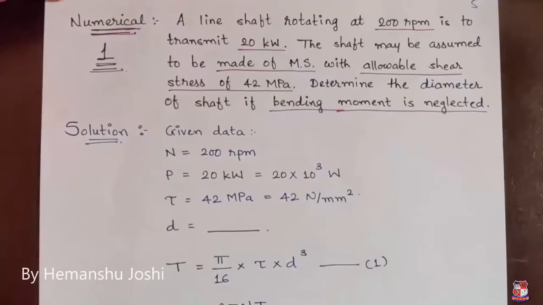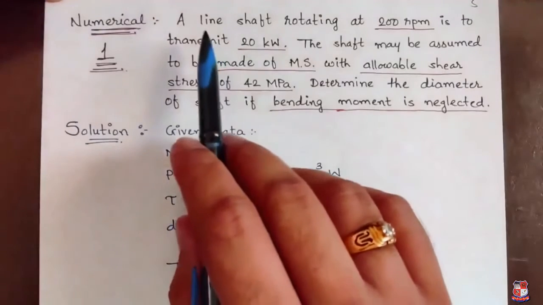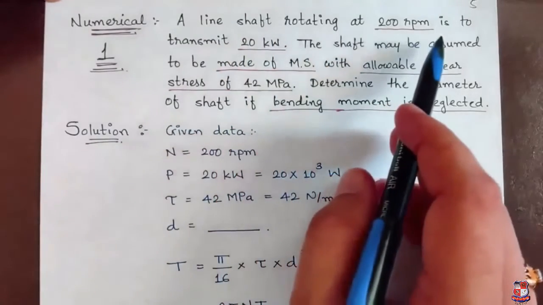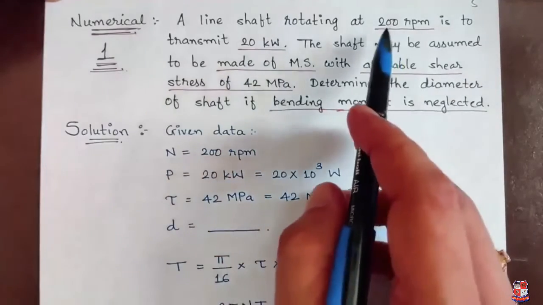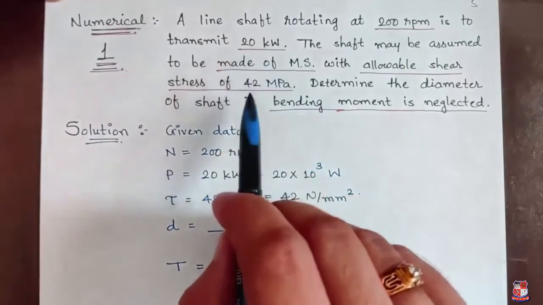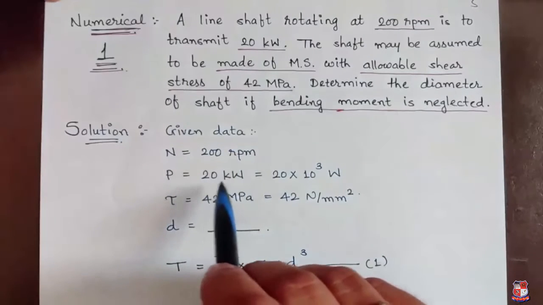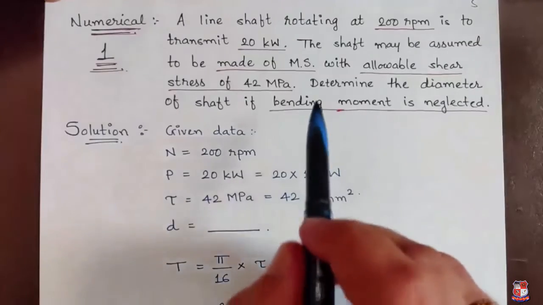Now let us solve one numerical related to design of shaft subjected to only twisting moment. In this numerical, a line shaft rotating at 200 RPM is to transmit 20 kilowatt. So RPM and power are given. N is 200 RPM and power is 20 kilowatt. In terms of watt, that is 20 into 10 raised to 3.